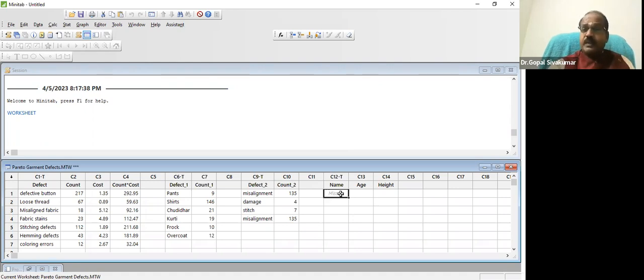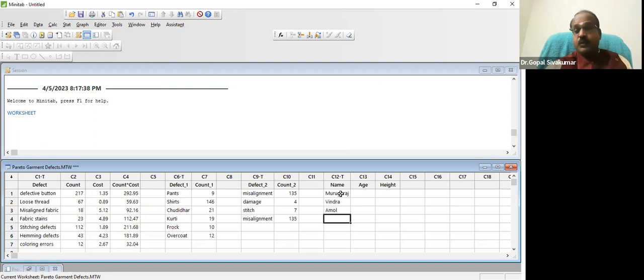Now we have names, some names, Murugaraj. And then we have our Vindra. Then I have our Amol. And now I can type their age also, something here, right? So this is how you can develop data, and that is done.